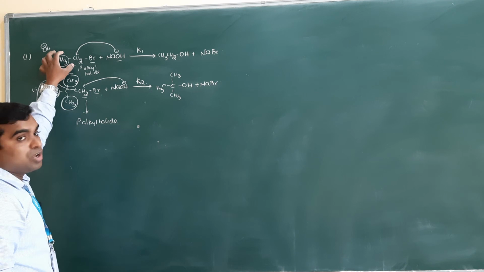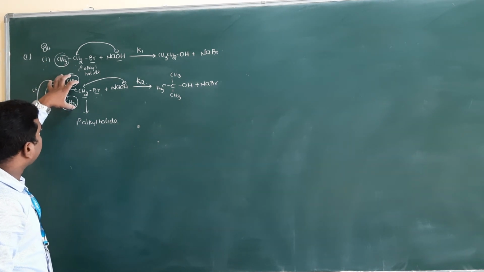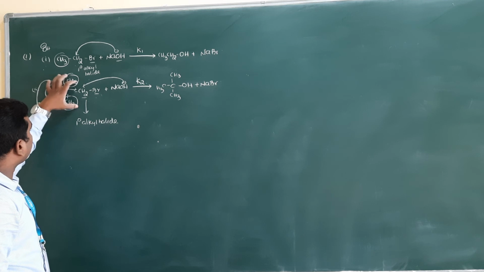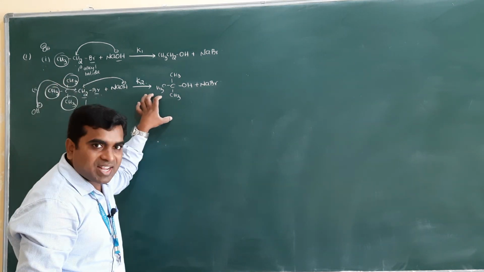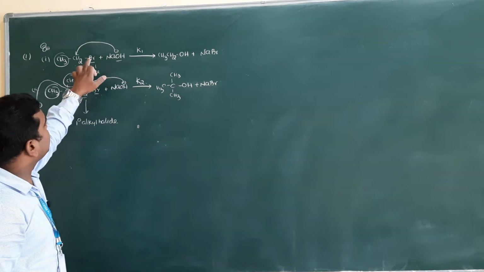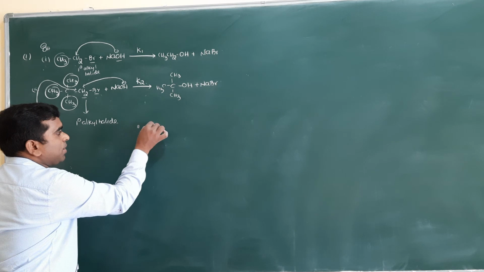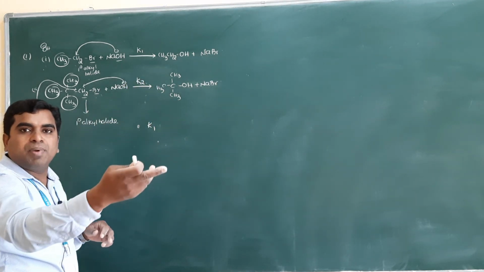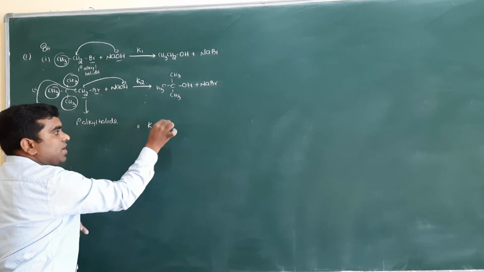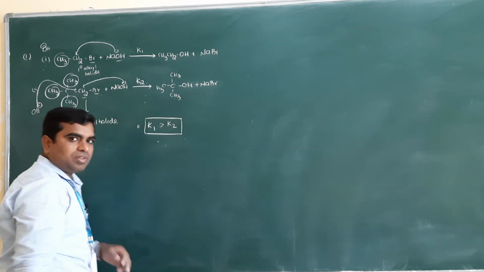Why? Because here only one bulky group is there, but there three bulky groups are near the CH2. They will not allow the nucleophile to attack the CH2. So that reaction takes place slowly and this reaction takes place very fast. If the reaction is fast, the rate constant will also be higher, so K1 is greater than K2. This is your option.